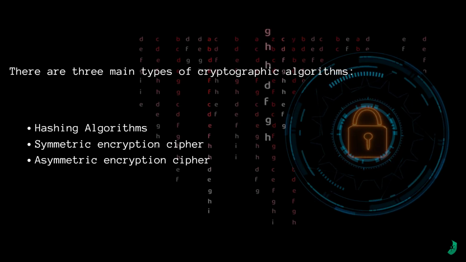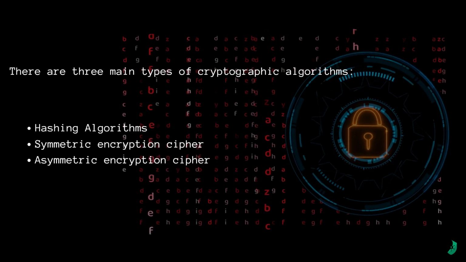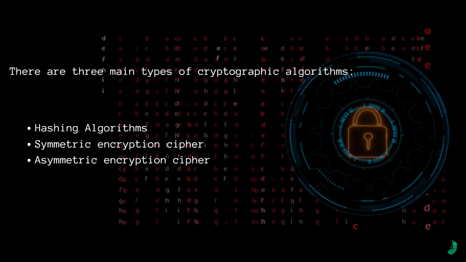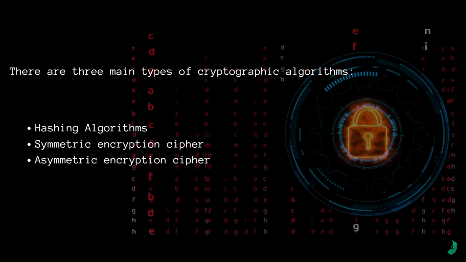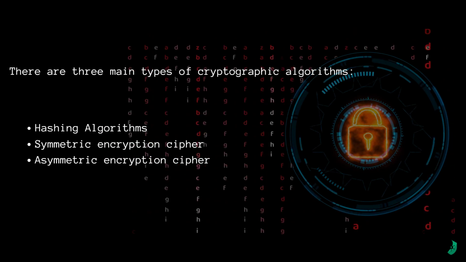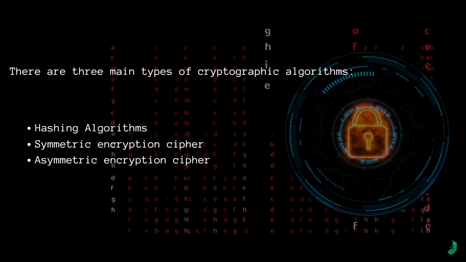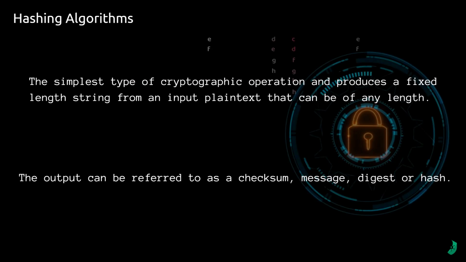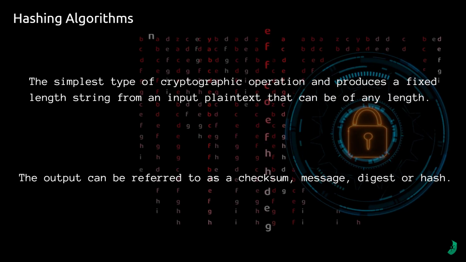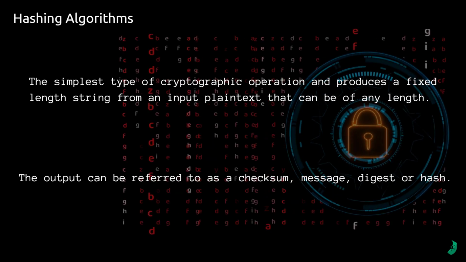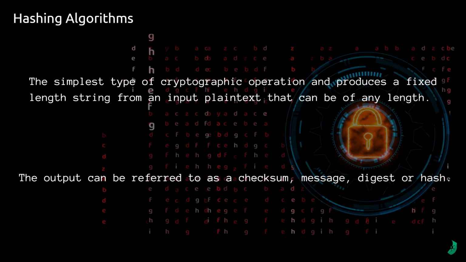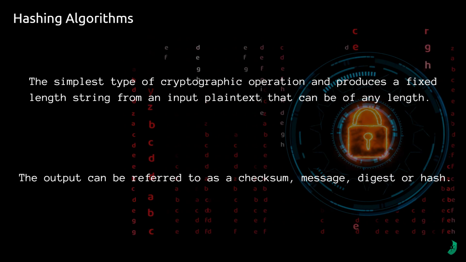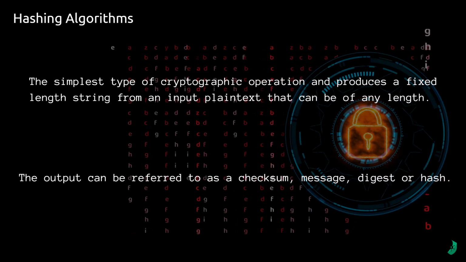Now, there's three main types of cryptographic algorithms. We have hashing algorithms, and then we have the symmetric encryption cipher, and then we have the asymmetric encryption cipher. Let's take a look at them one by one. The hashing algorithms, this is the simplest type of cryptographic operation and will produce a fixed length string from an input plain text that can be of any length.